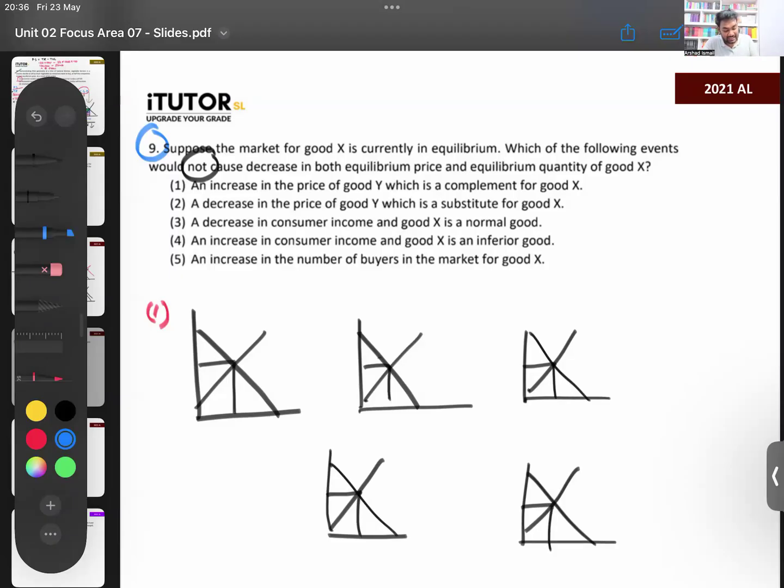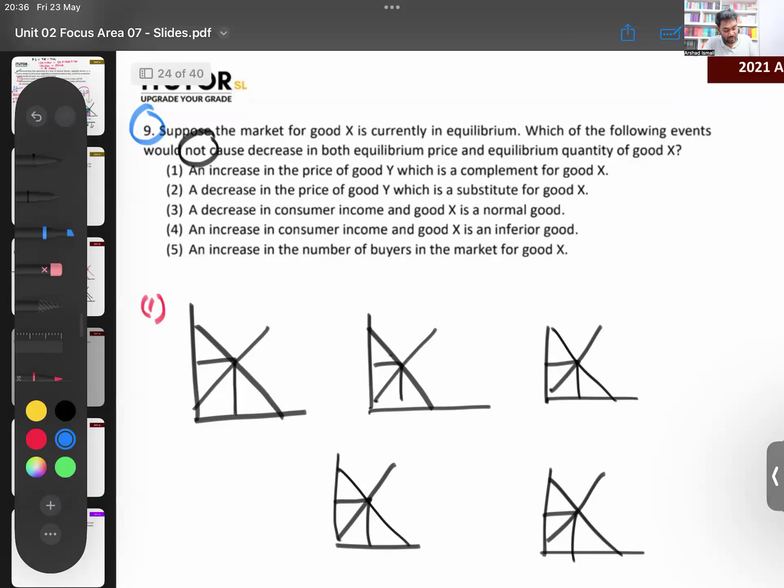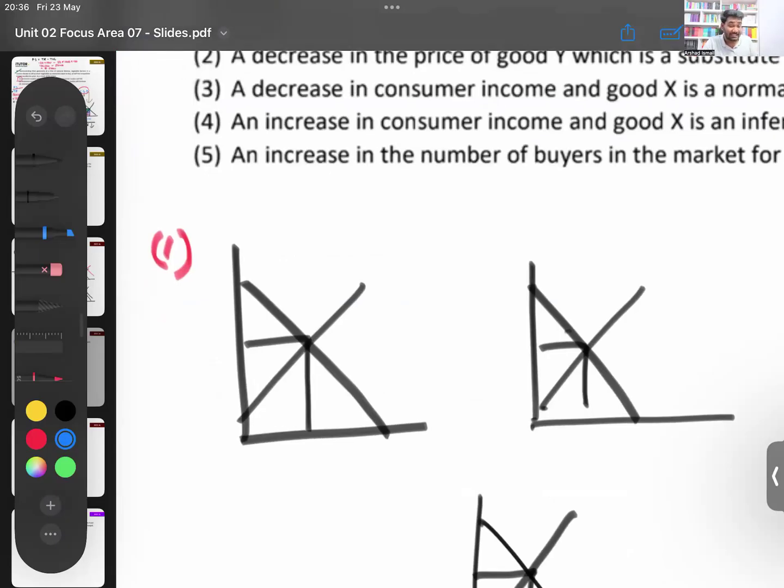First one, increase in the price of good Y, which is a complement for good X. So if the complement's price increases, what happens? The demand for your good will come down. Then equilibrium price comes down, quantity comes down. So this can't be our answer. We're looking for the answer that does not cause this.